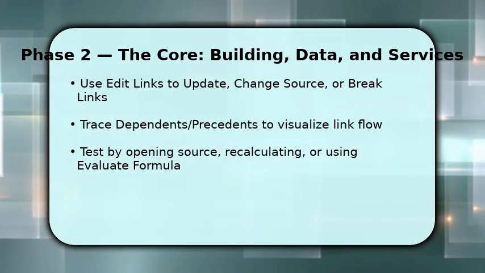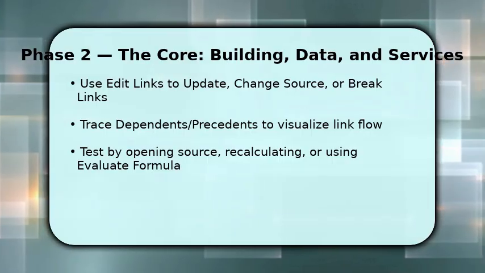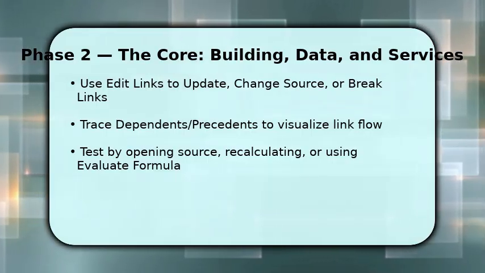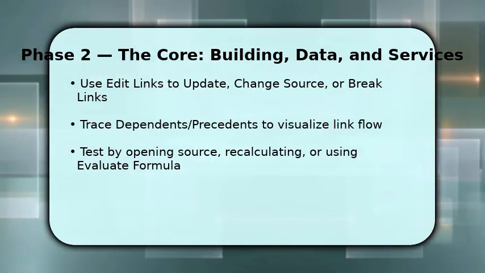Then test individual formulas with Evaluate Formula and press F9 to recalculate. If a value changes when the source is open, your link is active. Make incremental changes and retest to confirm behavior.